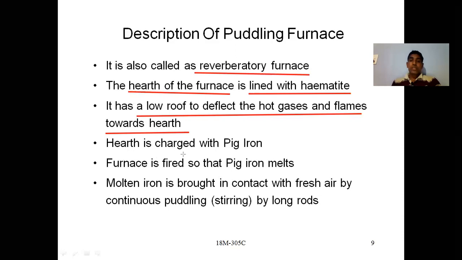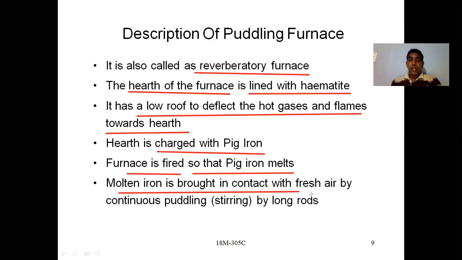And the hearth is charged with pig iron. What is the charge for your puddling furnace? What you are going to charge from the charging door is pig iron in a semi-molten state. We are going to send this pig iron into the charging doors. The furnace is fired to get heat so that the pig iron melts. So when heat is generated, the pig iron melts.